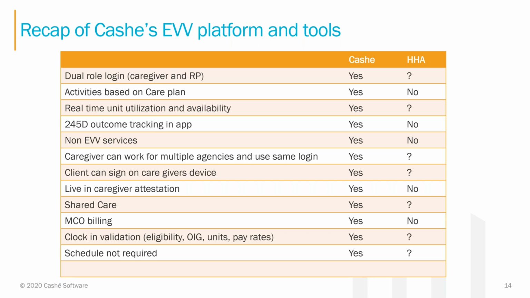the clock-in validation, so that's checking for your MA eligibility, the availability of units. We do have real-time OIG report checking, so if a caregiver falls on the OIG list, their account will be disabled. And it also verifies that there's a pay rate set up for the caregiver to perform that service. And our app does not require a schedule. This is a little comparison between the state offered solution and the Cachets EVV app.